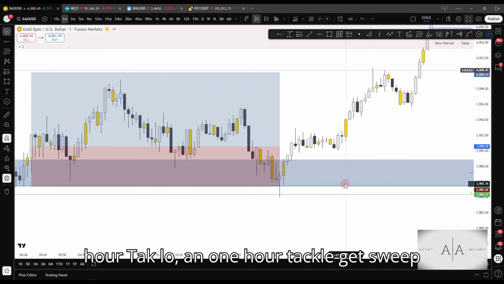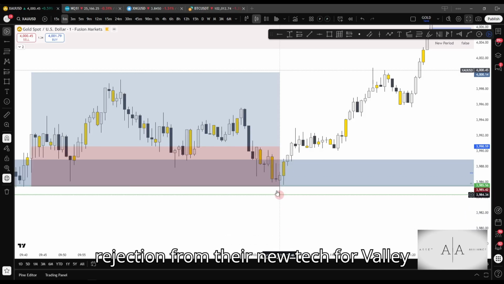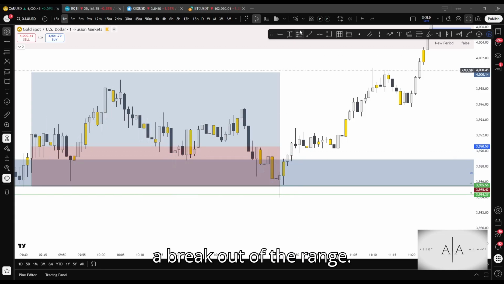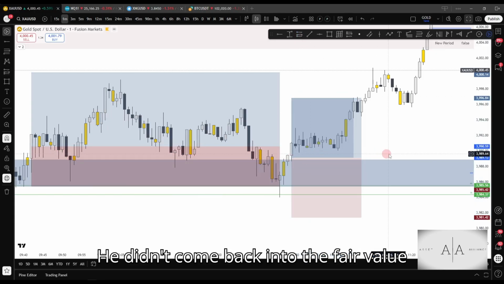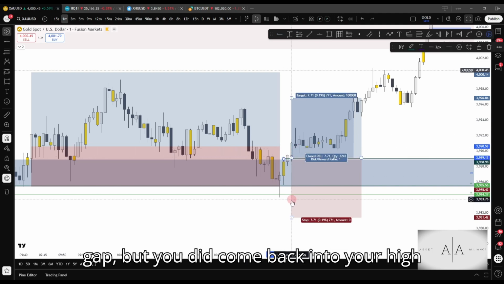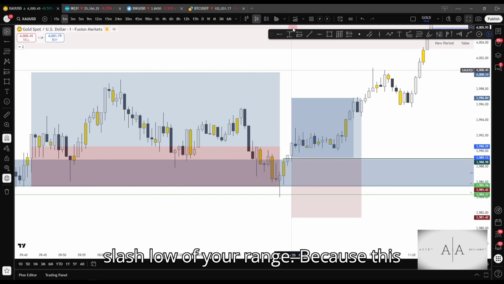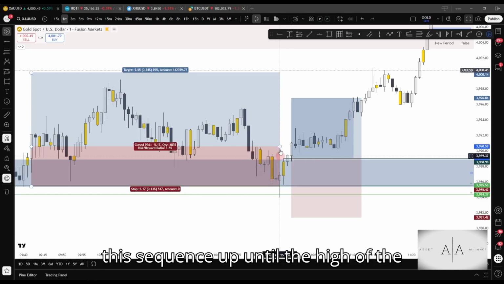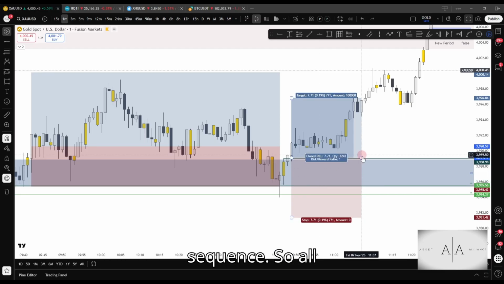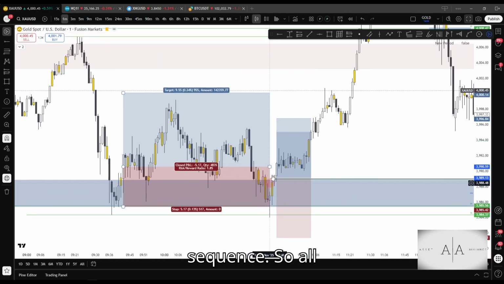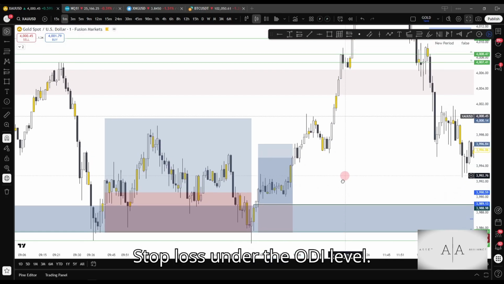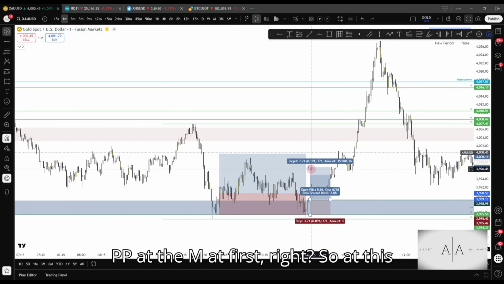Then 4-hour tack low and 1-hour tack low get swept, rejection from there, new tech, fair value gap breakout. So this is going to be your breakout of the range. You didn't come back into the fair value gap, but you did come back into your high slash low of your range, because this is your low of the sequence, right? Low of the sequence up until the high of the sequence. So OTE breakout, retest into it, stop loss under the OTE level, TP at the M at first, right?